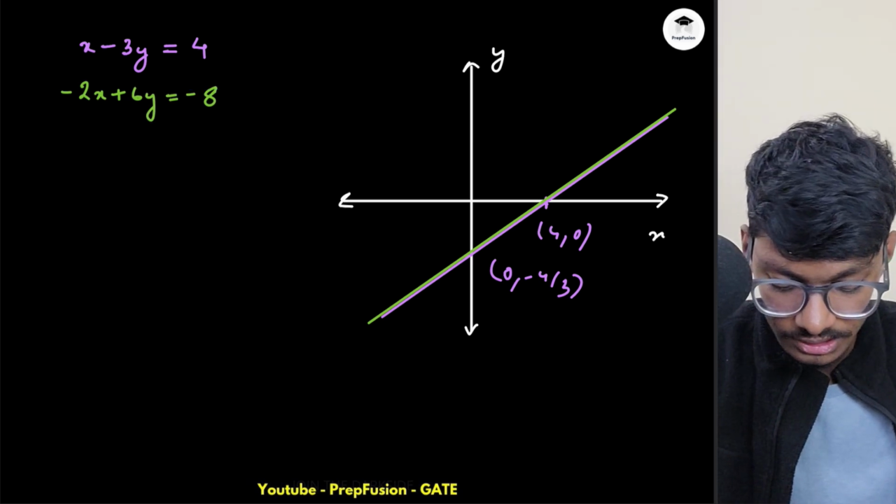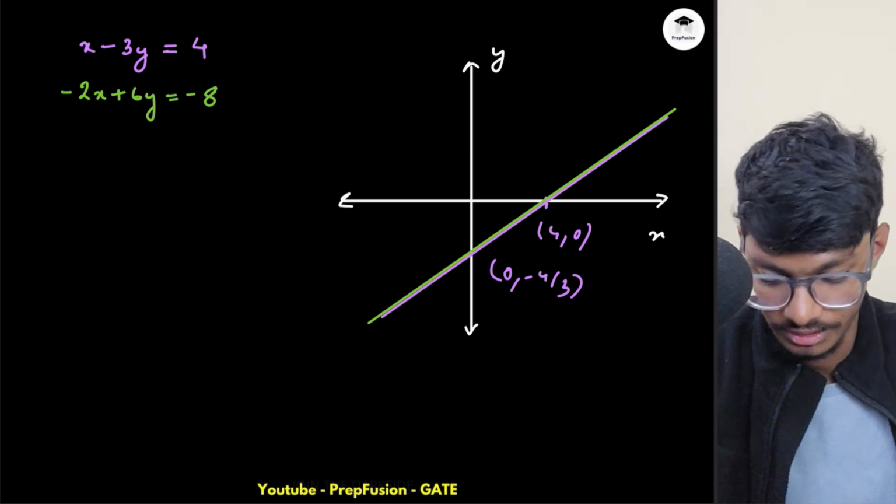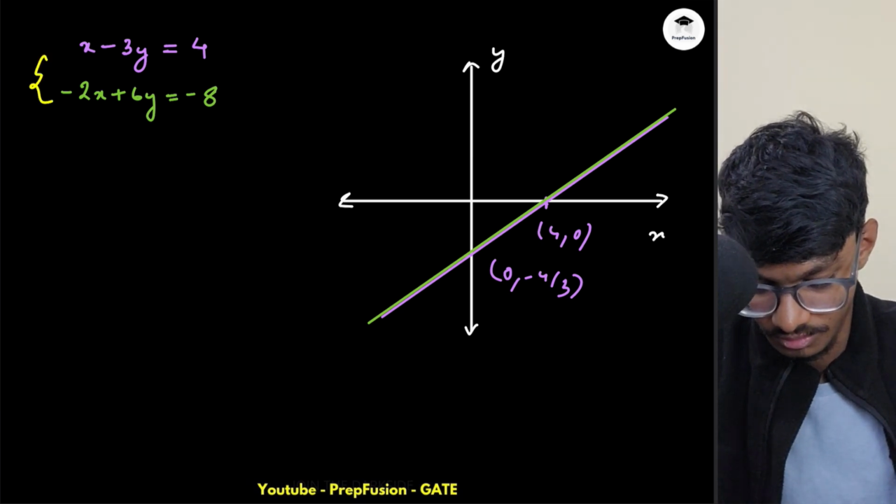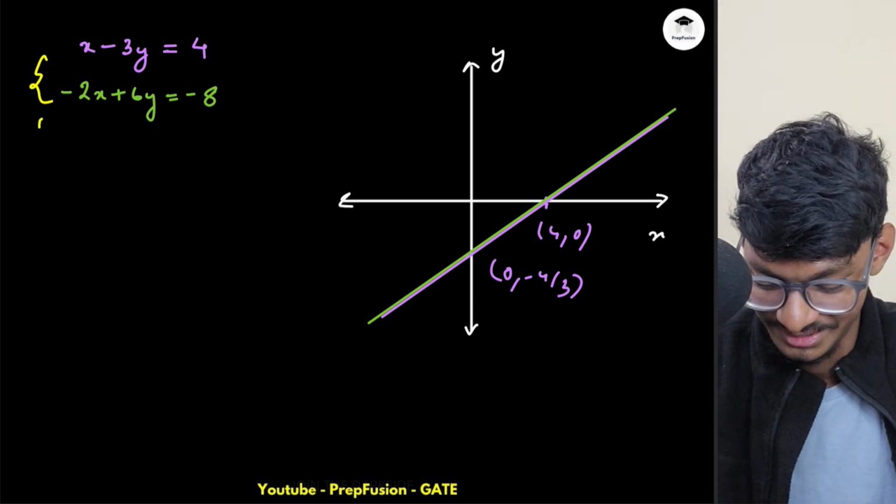So here what do you see? They are intersecting at infinite points.